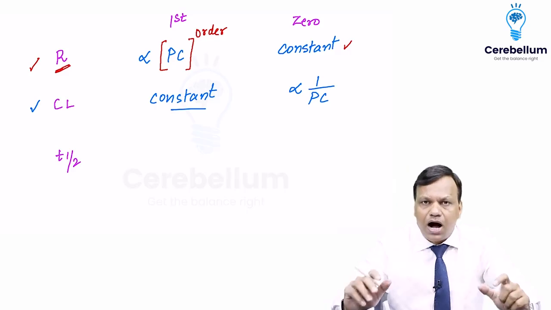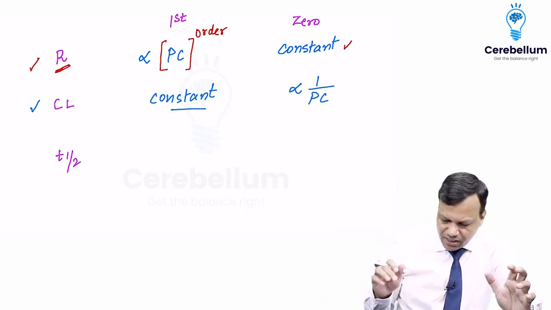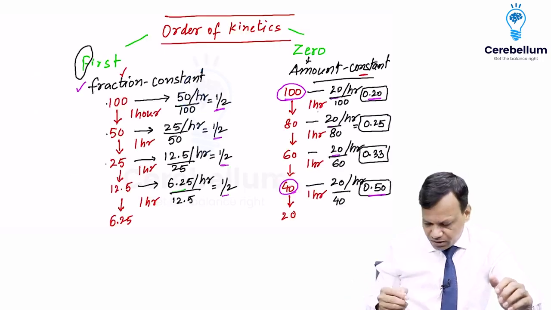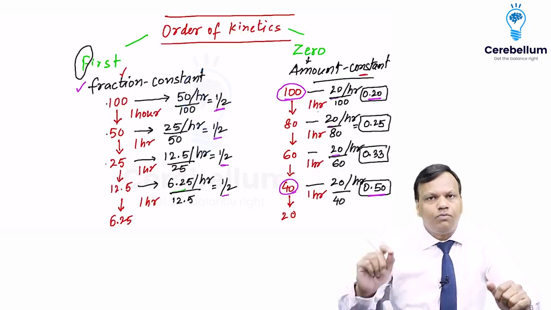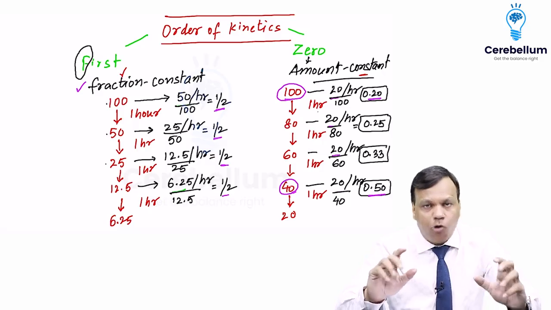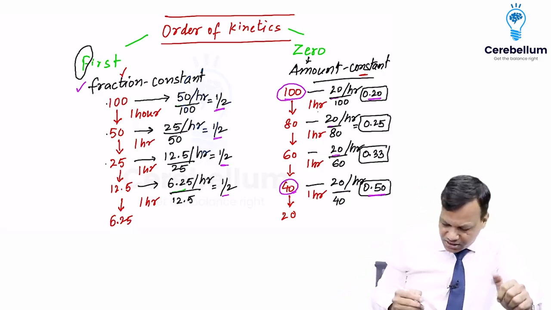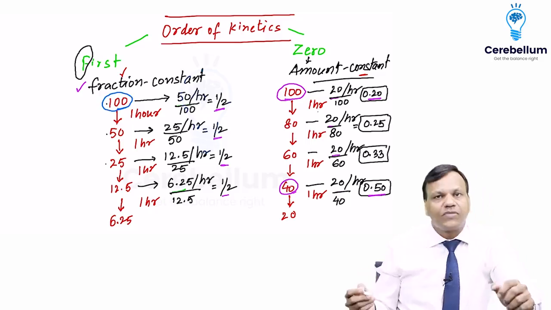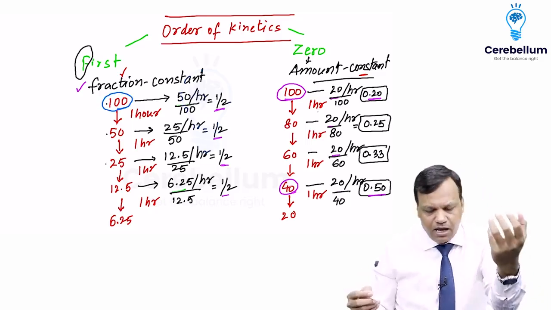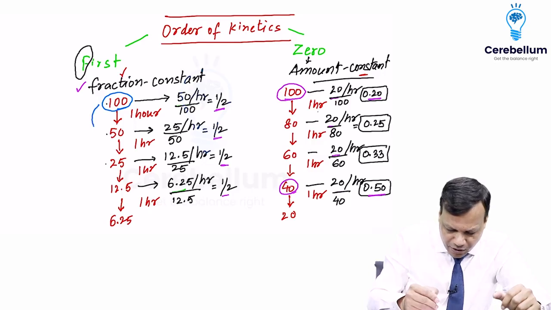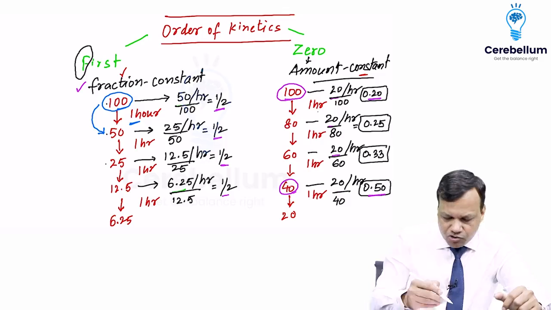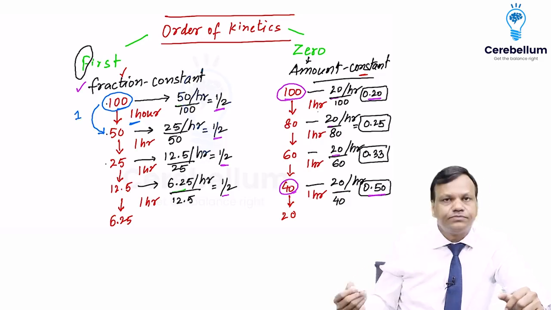Third, coming to half-life. What was half-life? It is the time in which plasma concentration becomes half. So if we want to make plasma concentration half, how much time will be taken? If we see the reaction here, half of 100 is 50. So how much time it takes from 100 to 50 will be the half-life. And how much time does it take? 1 hour. So half-life here is 1 hour.